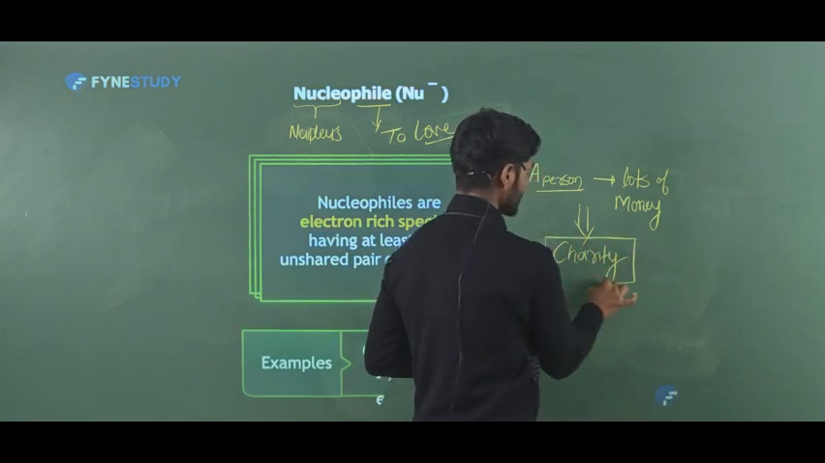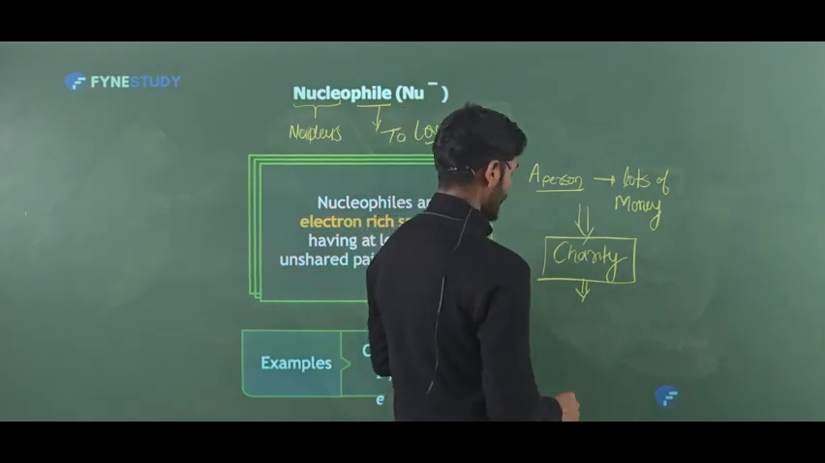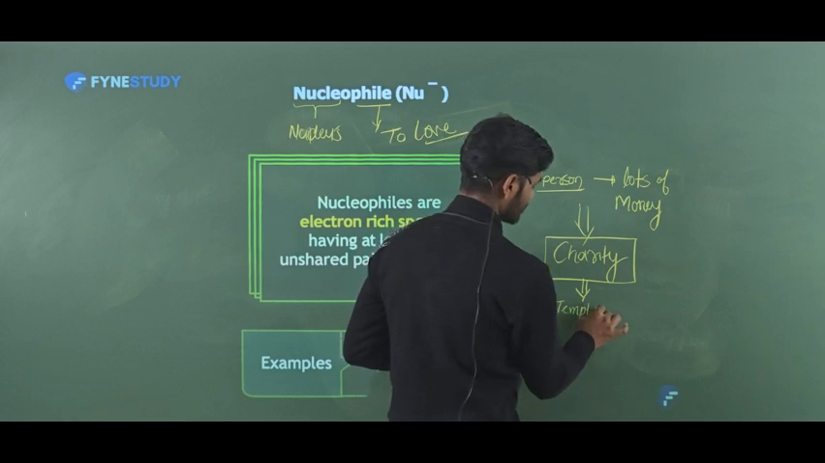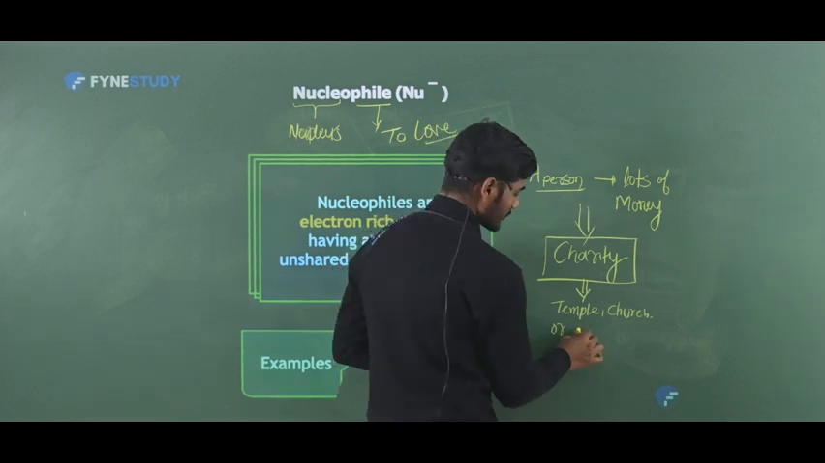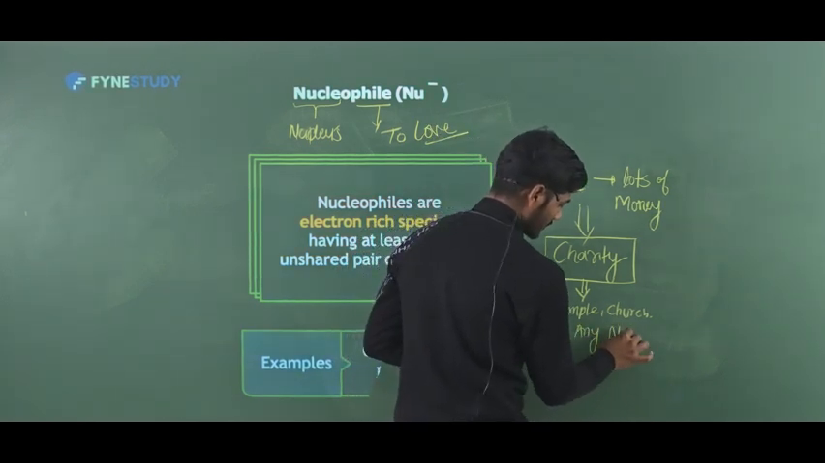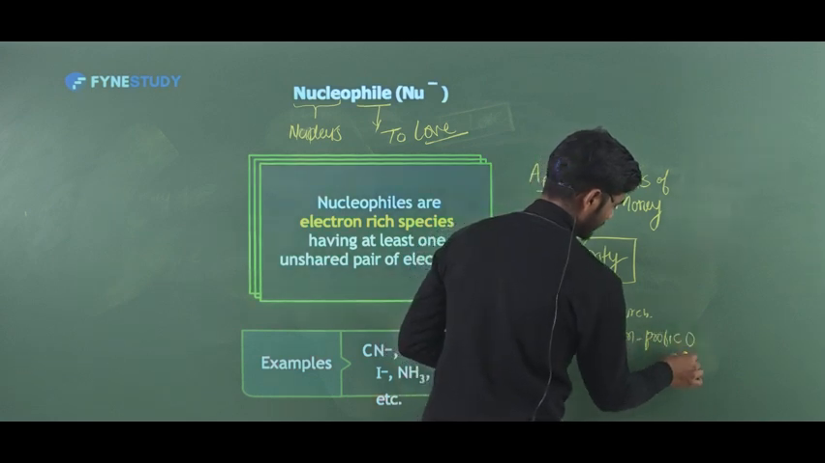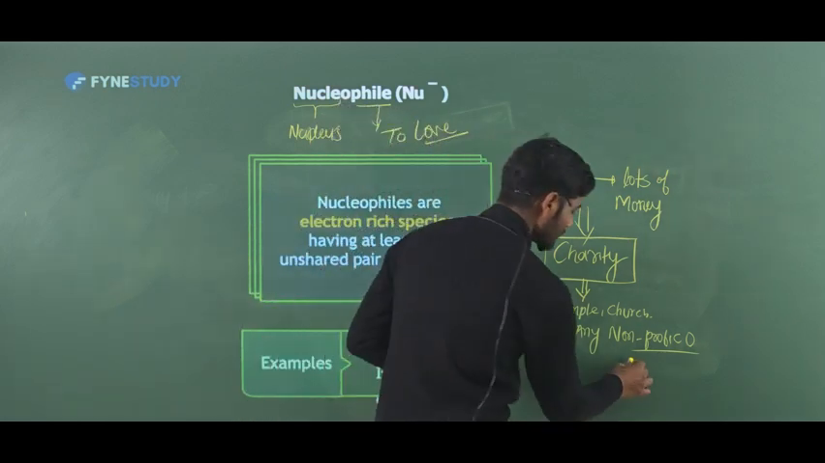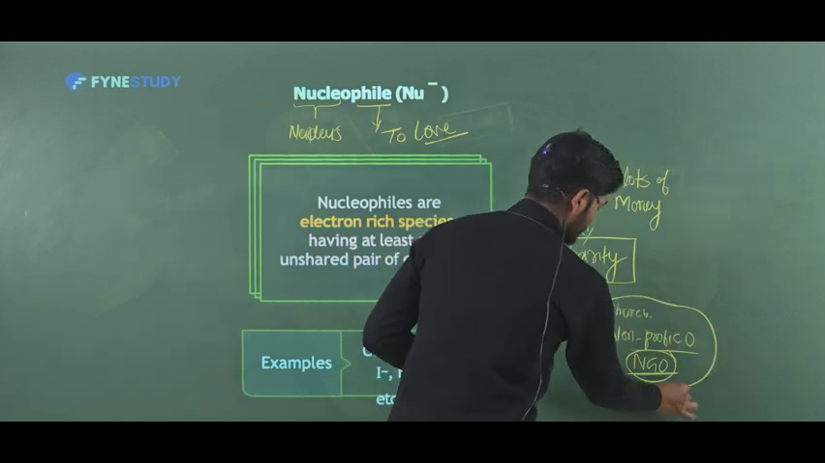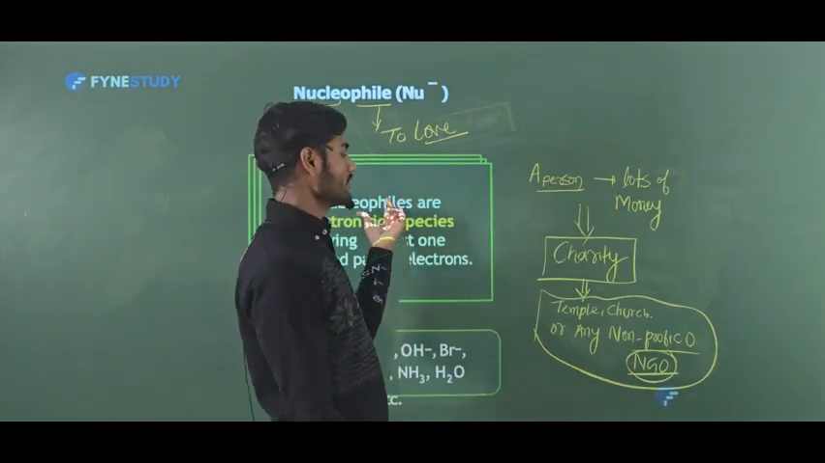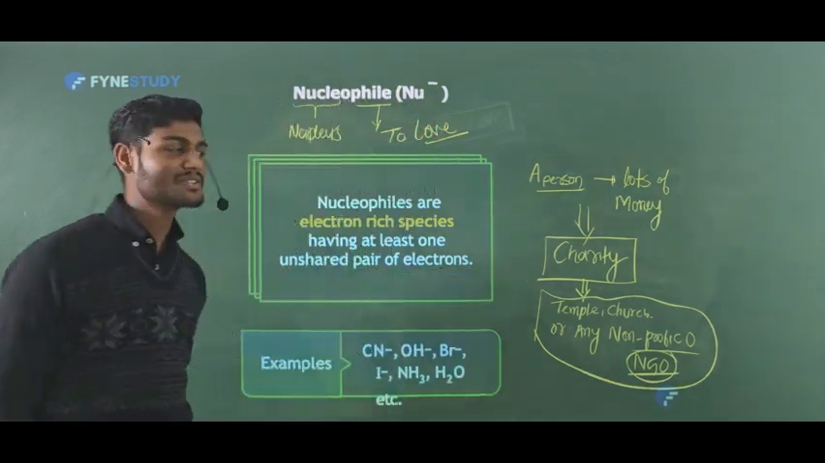Okay, and for charity that person will go to either a temple, church, or any non-profit organization or NGO, you can say, for charity. So these are the nucleus. Okay, if you compare both things, I think it's a good example.